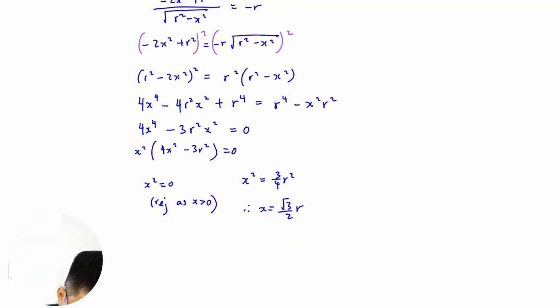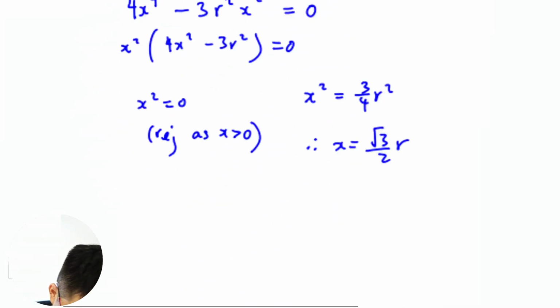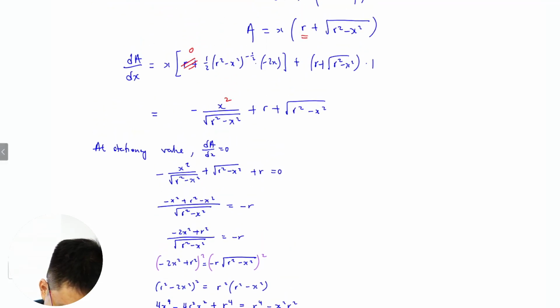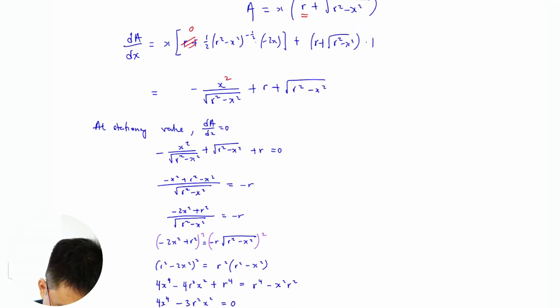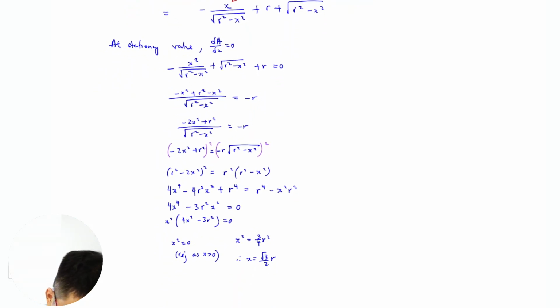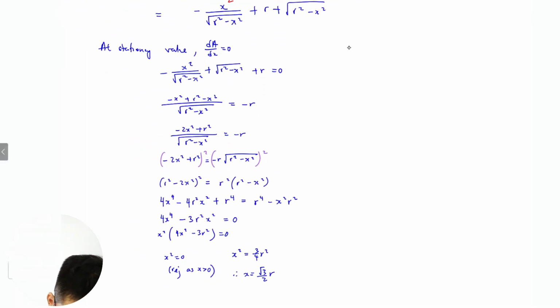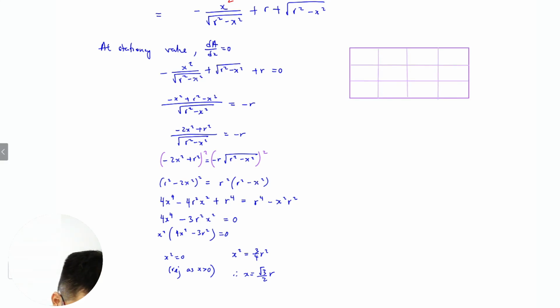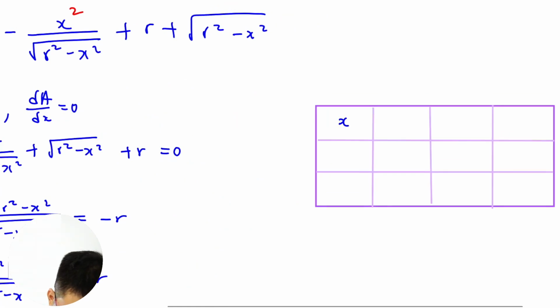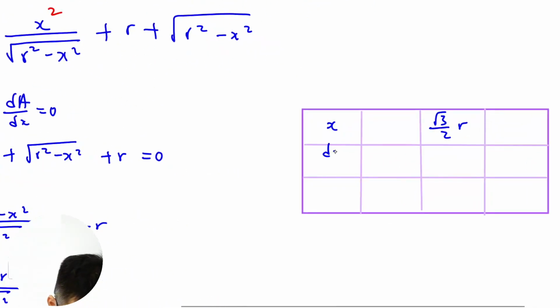Then we're going to use the area. If you show it is a maximum, right? We could actually use the second derivative test. It's going to be very annoying, so we're going to use the first derivative test. I think just use the first derivative test. It is easier for this case. So this is x, the variable, and this is root 3 over 2 r. So this is dA/dx.